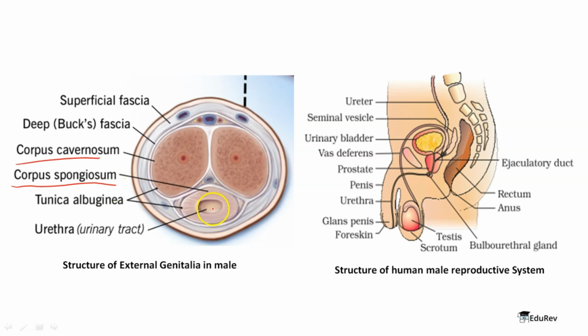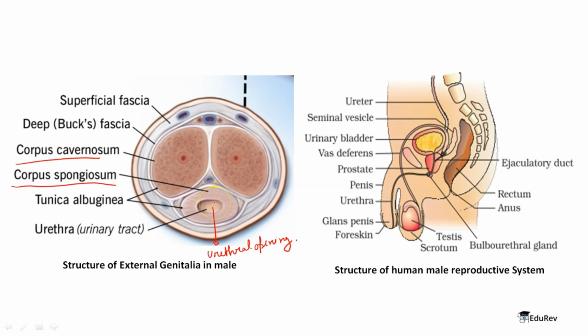In the middle of the corpus spongiosum, there is an opening called the urethral opening, for the release of semen and urine. This opening is the urethral opening. In between these spongy tissues, there are several blood spaces or blood vessels. During excitation, blood fills these blood vessels, due to which erection takes place and hence insemination occurs.